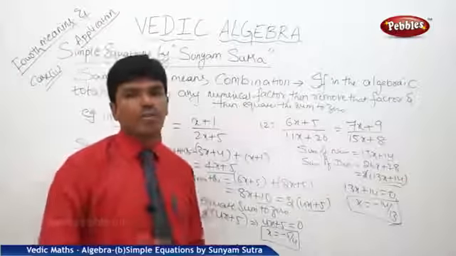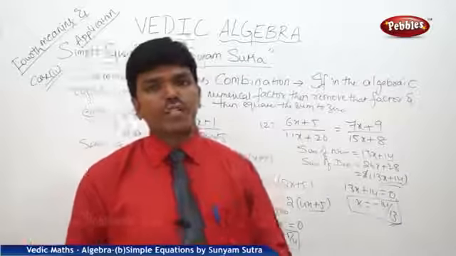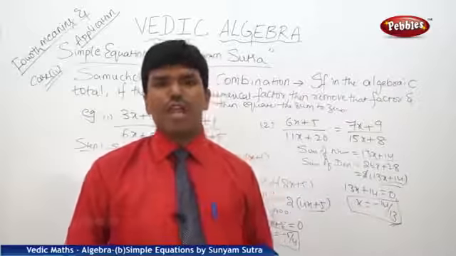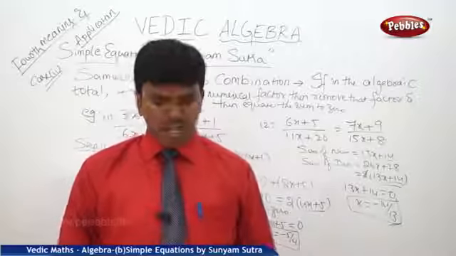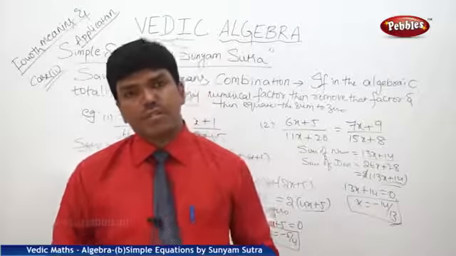13x plus 14 equal to 0. Simply, what is x equal to? Minus 14 by 13 is our final solution. So like that we have to do it easily. Now let us see the next meaning of Samuchaya Sutra.